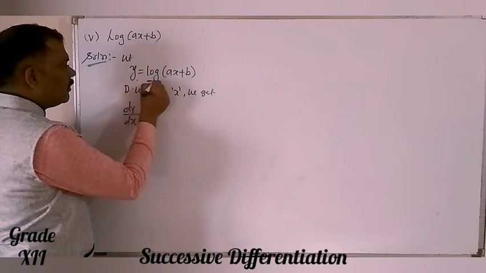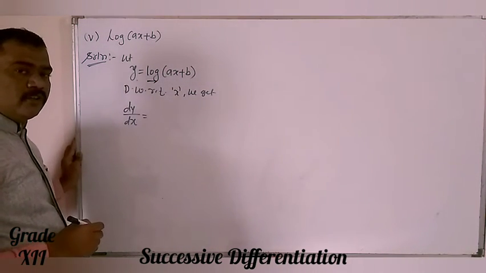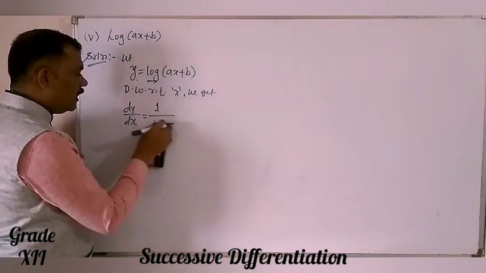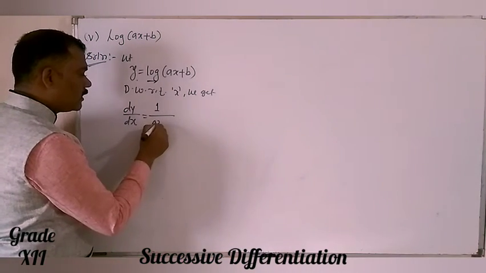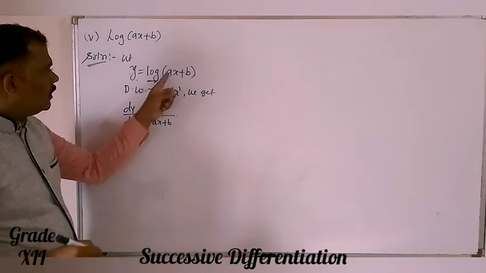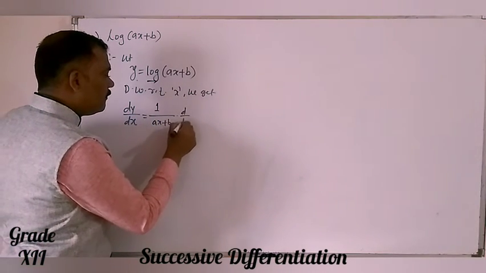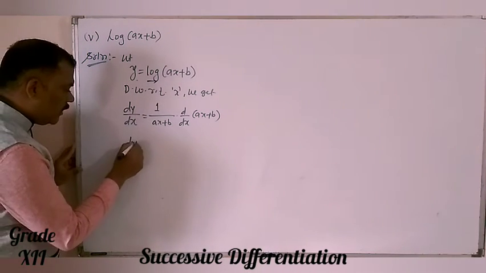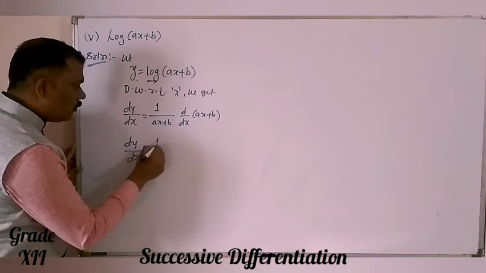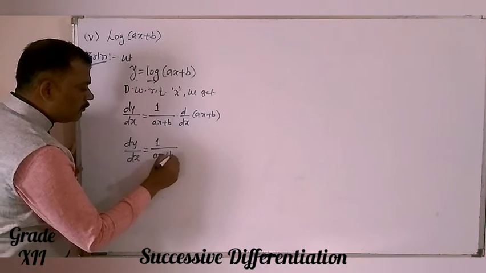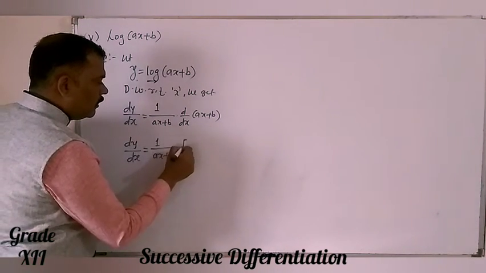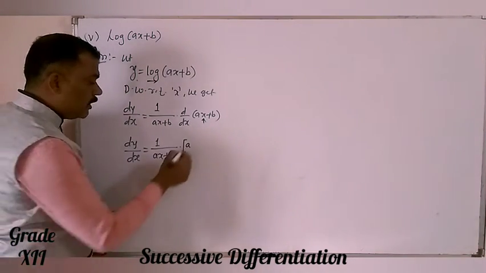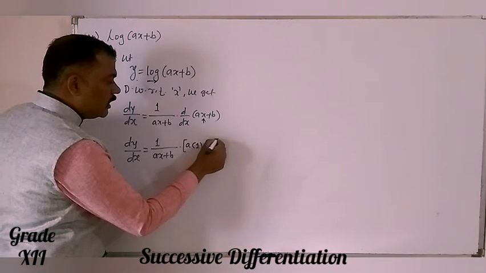First we have to keep the finger on this log. We have to know that the derivative of log x is nothing but 1 upon x. But here instead of x, we can write ax plus b into, now we have to take the derivative of this bracket, that is d by dx of ax plus b. So dy by dx is equal to 1 upon ax plus b into, first, a is a constant, so we take it outside the derivative.